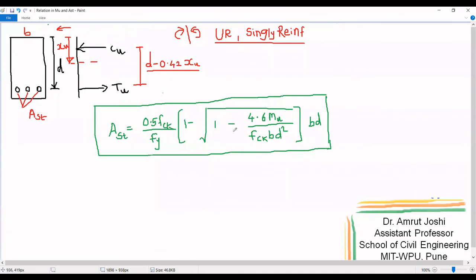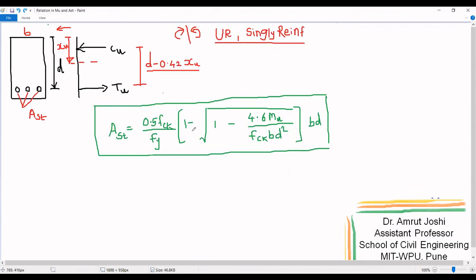So let us summarize. If the section is rectangular, singly reinforced and under reinforced, then the relationship between AST and Mu is given by AST equal to 0.5 FCK upon Fy into bracket 1 minus square root of 1 minus 4.6 Mu upon FCK BD square into B into D. We have to understand that we should substitute FCK, Fy and Mu in consistent system of units. So if we substitute FCK in MPa, Fy also to be substituted in MPa, B and D to be substituted in mm, and Mu to be substituted in Newton mm.